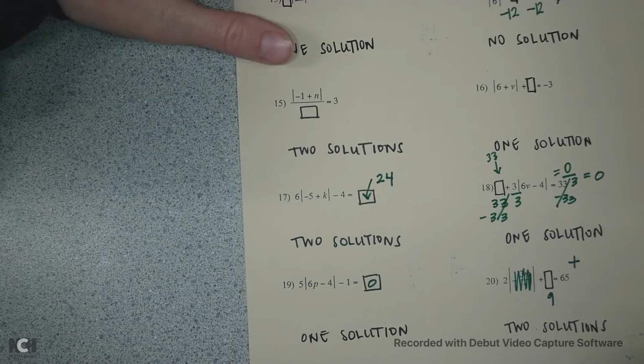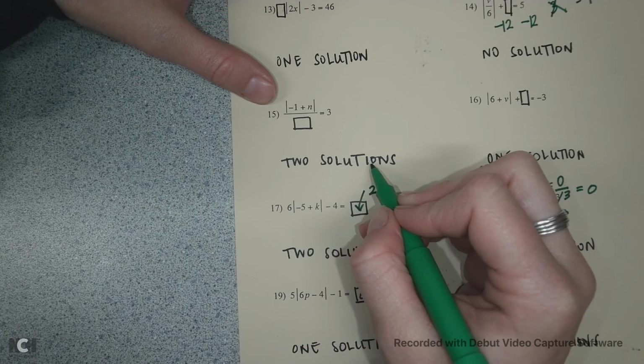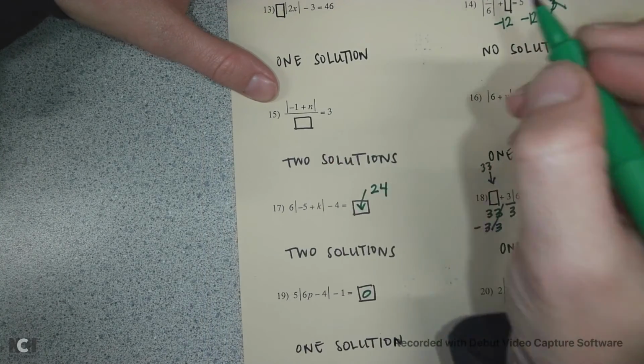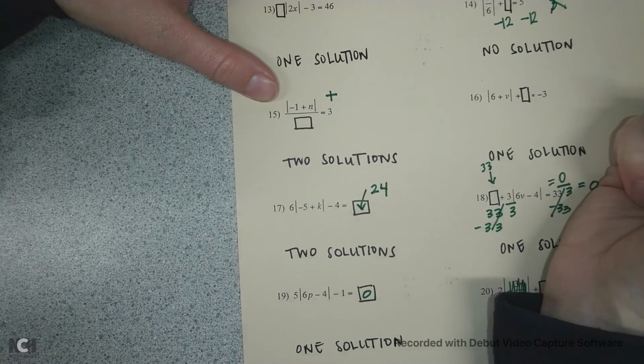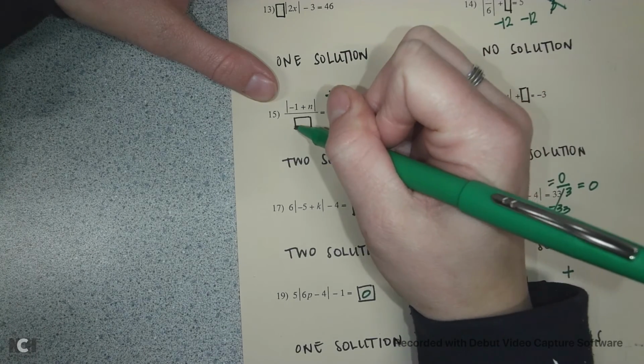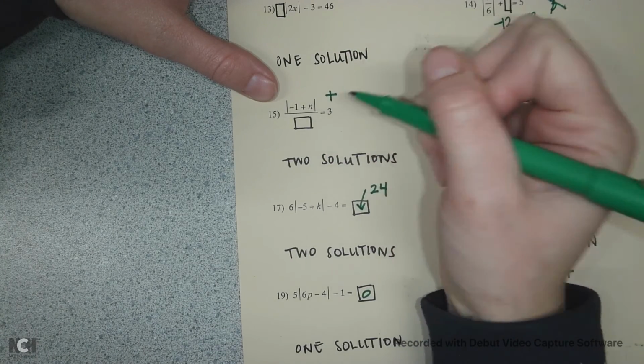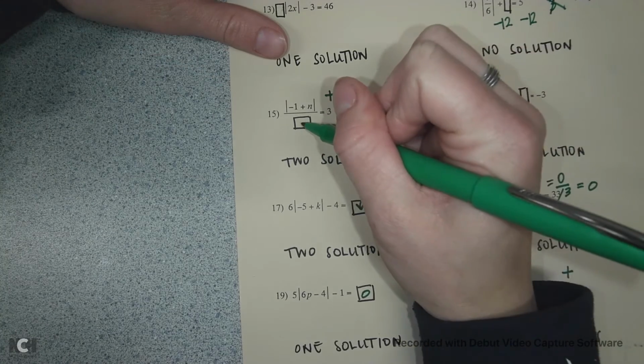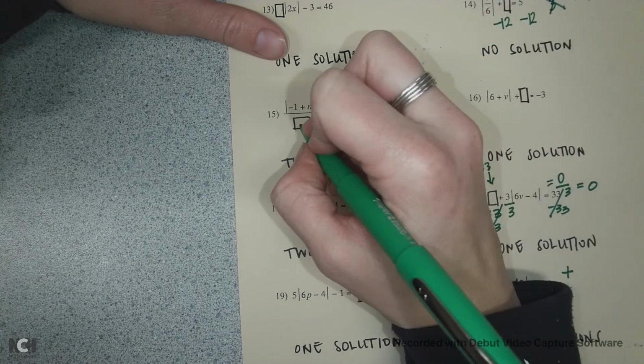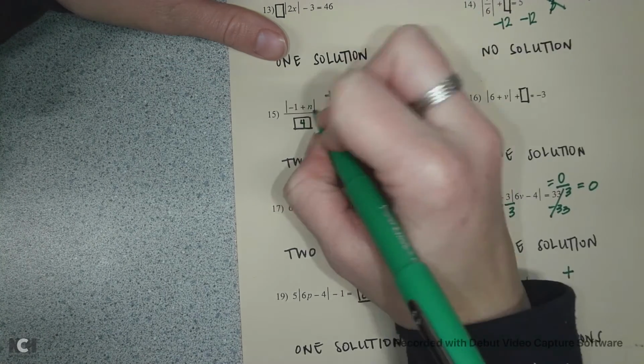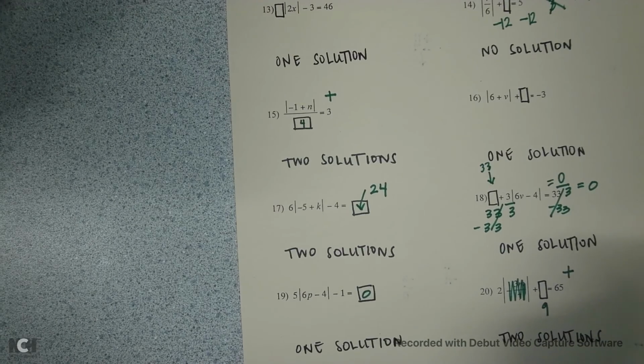On 15, we want a 2 solution. And we know that 2 solutions need to have positive answers. So that means whatever I put here needs to multiply with 3 and give me a positive number. The only thing that won't work is the negative number. So we're going to keep it like as a positive 4. And 4 times 3 would be 12, which would be positive, and 2 solutions.